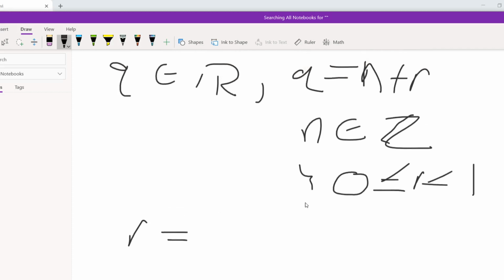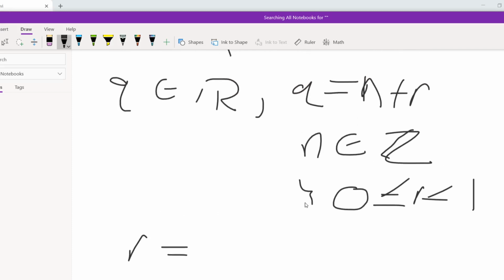So what I just showed you was q is just some arbitrary real number. Kind of like epsilon, it's arbitrary. For all we know, it could be 1.5, right? So calling it the sum of two variables is fine. So we have n contained in Z, and 0 is less than or equal to r and less than or equal to 1.